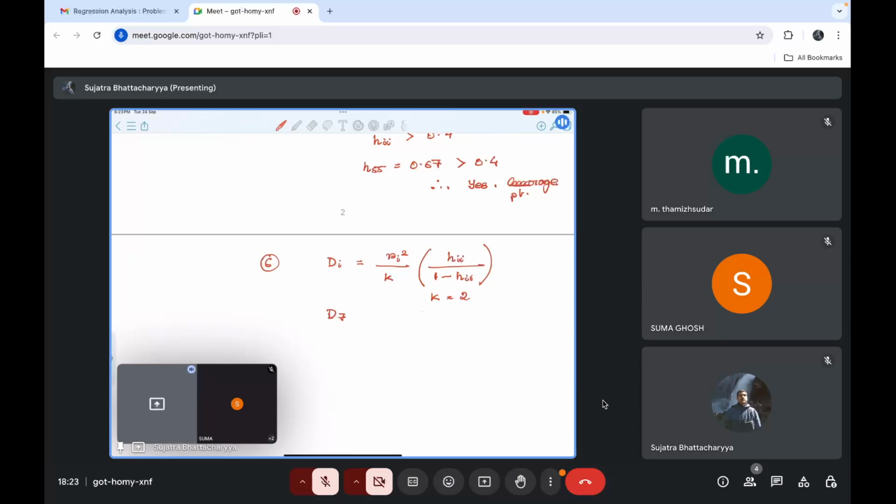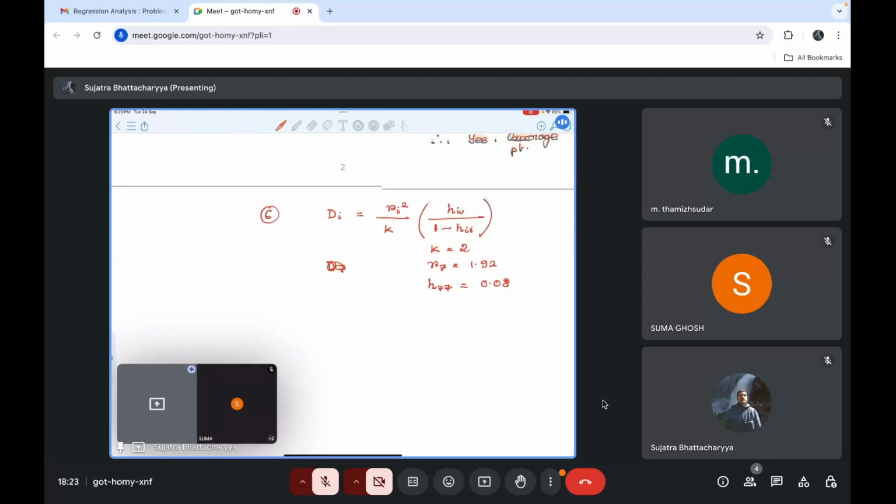Now, R7 is how much, which is given in the question. So, R7 is 1.92 given. You can see it in the table also, given 1.92. And H of 7, that is H77, that is i equal to 7, is nothing but 0.08. Therefore, D7 can be easily calculated from the above formula. It's just a formula based question.